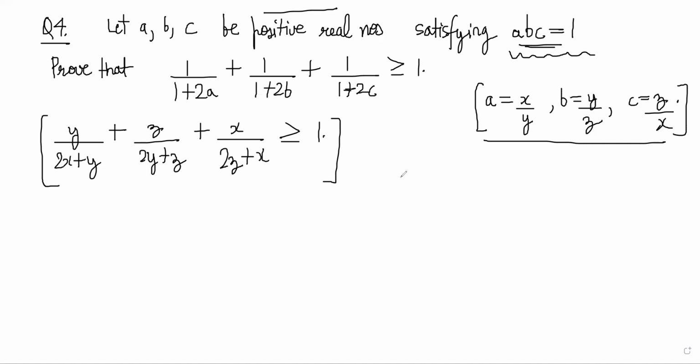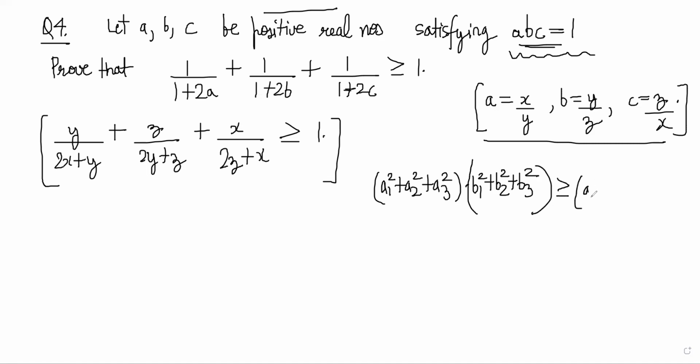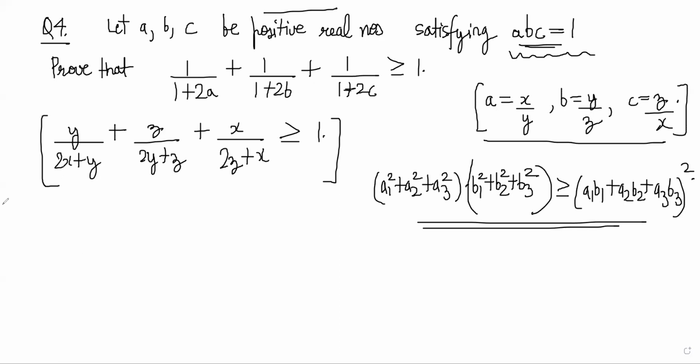So if you recall, Cauchy's inequality says something like this: (a1² + a2² + a3²) multiplied by (b1² + b2² + b3²) is always greater than or equal to (a1b1 + a2b2 + a3b3)², right? This is my Cauchy's inequality, and I want to apply it on two terms.